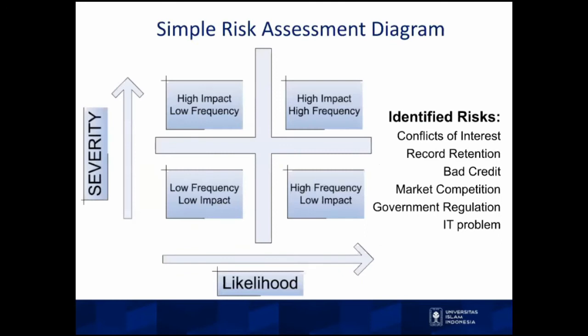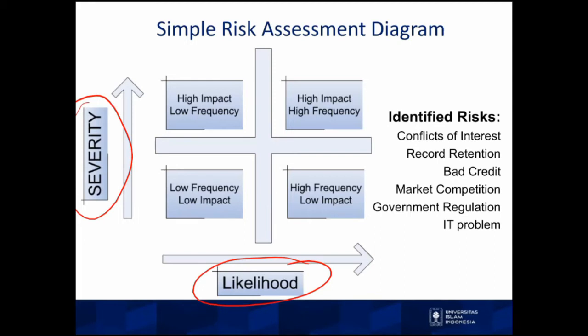Okay, so this is the diagram for a simple risk assessment. Risk, based on ISO 31000, has at least two variables: severity or consequences, and likelihood. Severity and likelihood.